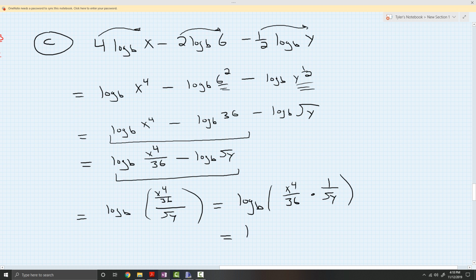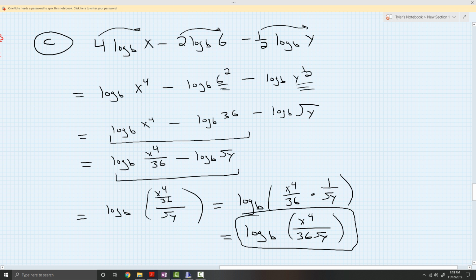So then this gives me log base b of x to the fourth all over 36 radical y. There's really nothing more I can do with that. So there's part C.